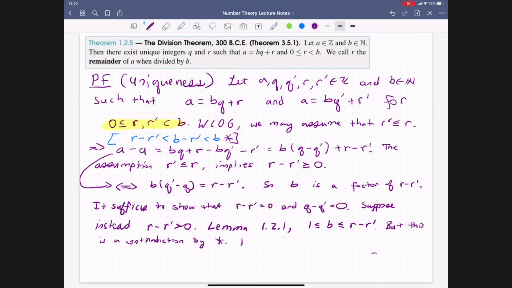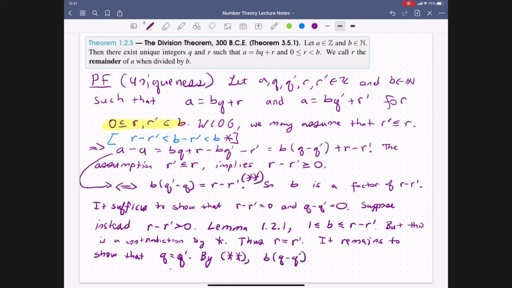So thus, R is equal to R prime. And it remains to show that Q is equal to Q prime. Well, let's go ahead and do that. We have now established that R is equal to R prime. So let's come back to this equation over here. Let's call this double star. So by double star, we have that B times Q minus Q prime is equal to 0.